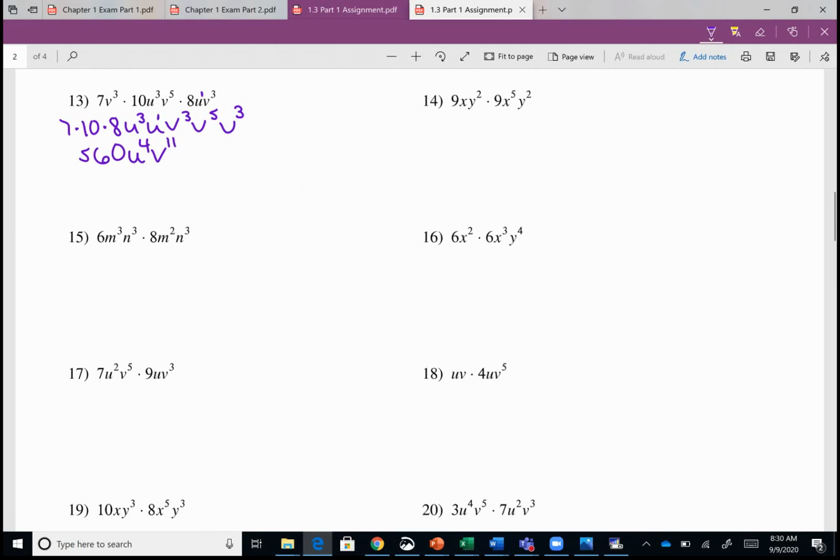We multiplied the 7, 10, and 8 together. We put the u's together and added the 3 and 1. We put the v's together. Even though there's 3 of them, that's okay. I can add all 3 exponents. I want you to go ahead and try those remaining 7. And we'll be walking around to check you out as you go. Once we have a really good start, we'll have some people put the answers up for us. And then we'll take a little break before we start working on our second property.